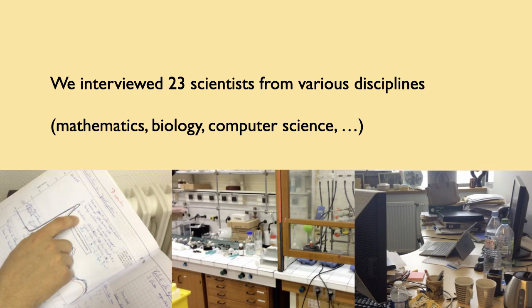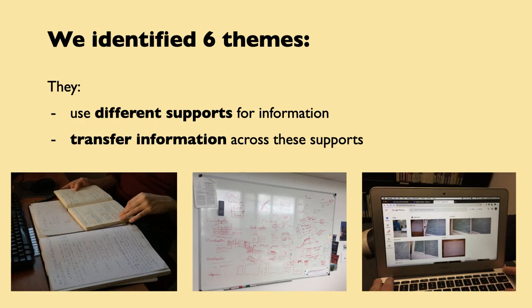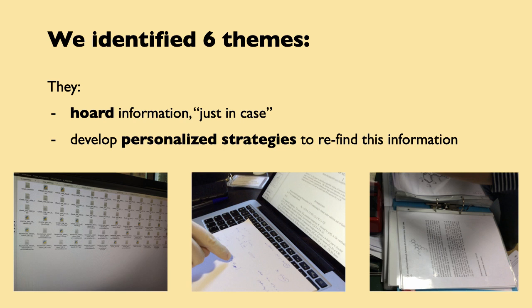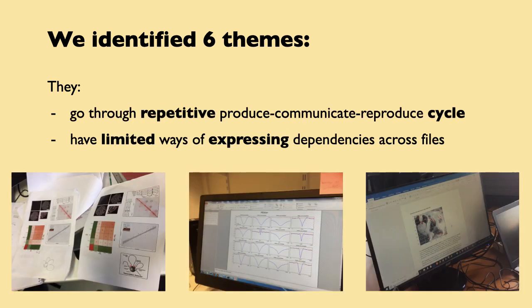We interviewed 23 scientists from various disciplines, including mathematics, biology, and computer science, and identified 6 themes. They use different supports for their information and transfer information across these supports. They hoard information, just in case they need it again, and develop personalized strategies to refine this information. They go through a repetitive produce, communicate, reproduce cycle, and have limited ways of expressing dependencies across files.